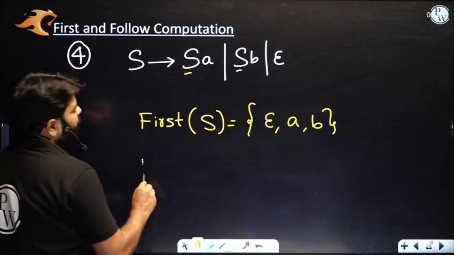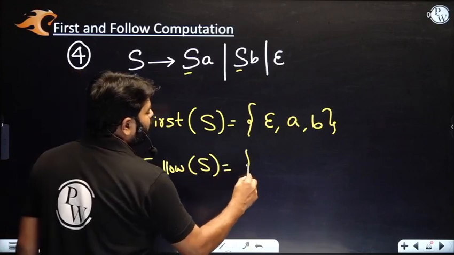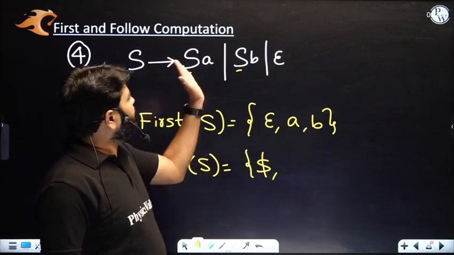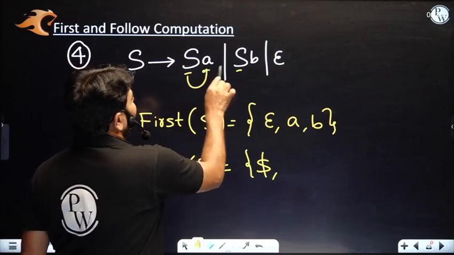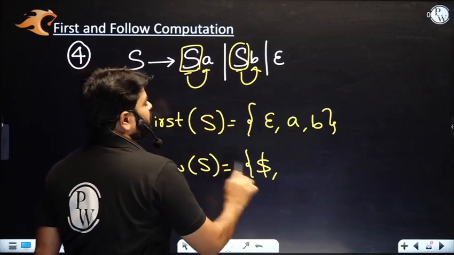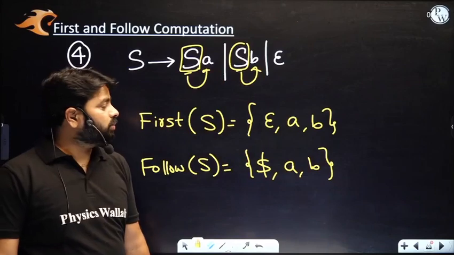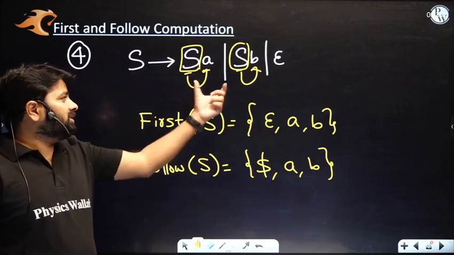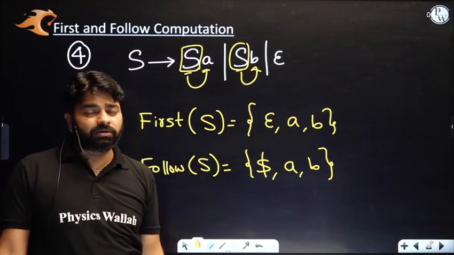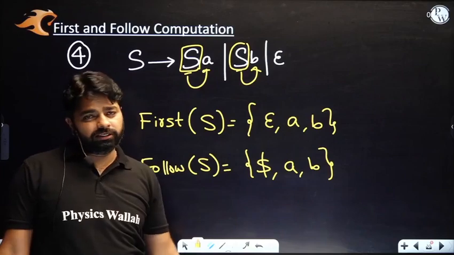Now what is the follow of S? Follow of S always has dollar, because S is the start symbol of the grammar, and then you look at who is after S. A is there, B is there. So these two, you have to focus: A comma B. That's it. There is another way to compute, another concept. When you have epsilons, you should deal carefully to compute the first sets. To compute the follow set also, you should be careful.